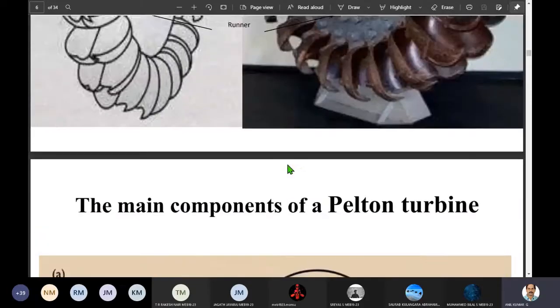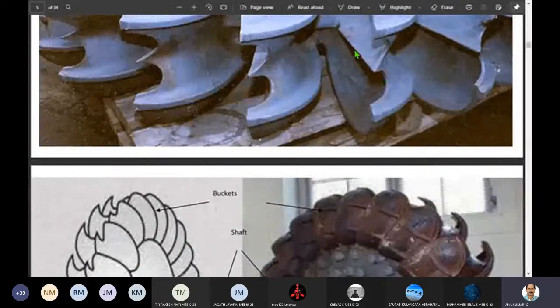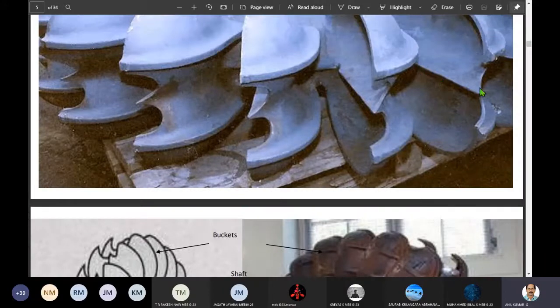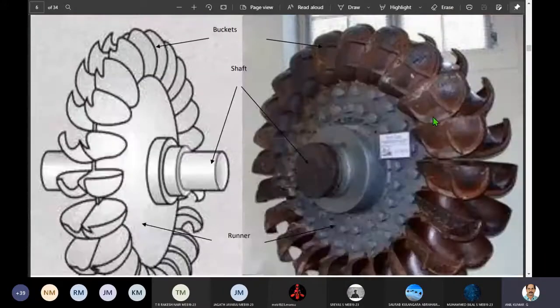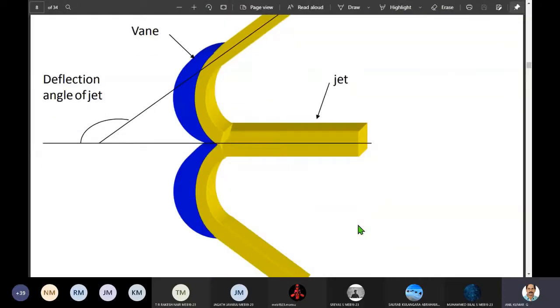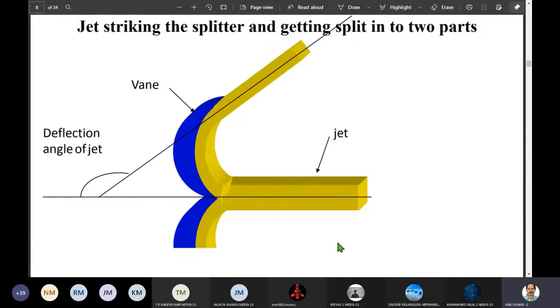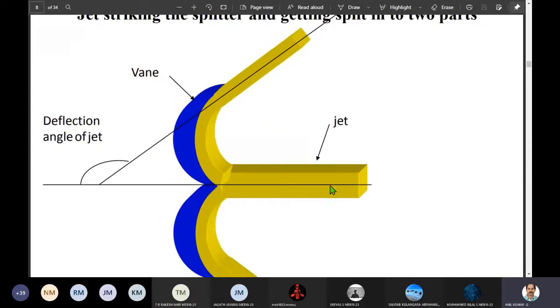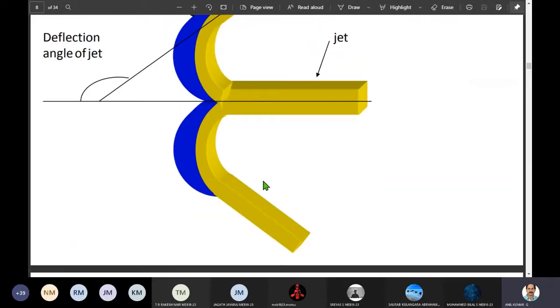See, the splitter, as I told you, if this is the runner, is the partition in between the double hemispherical cups. So the water jet comes here. Don't be under the impression that this jet is rectangular. It is actually a circular jet, but this is just for the sake of explanation. It's shown like a rectangular cross section, but it's not rectangular. This is only a symbolic representation of how it is getting deflected.